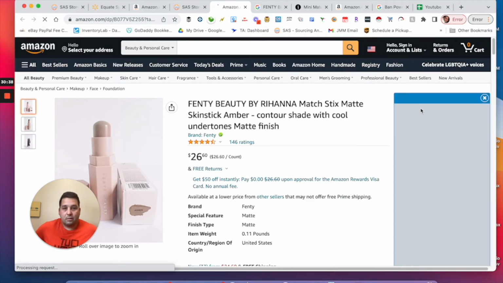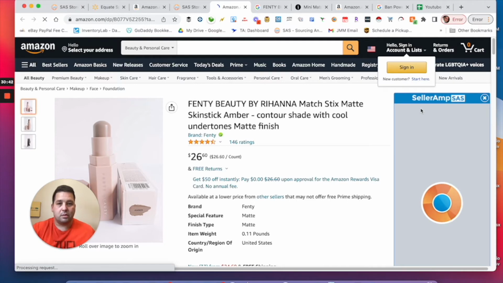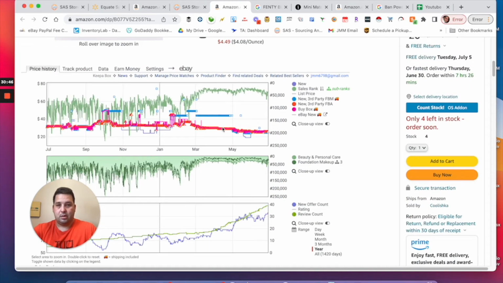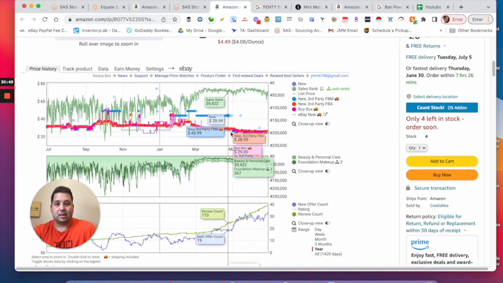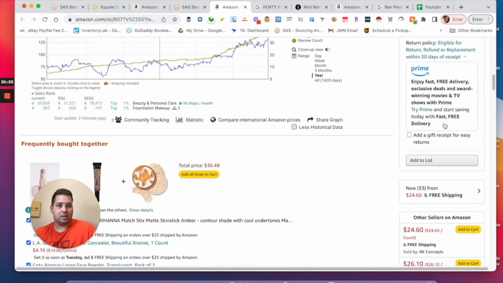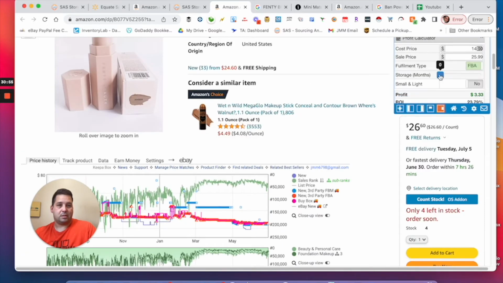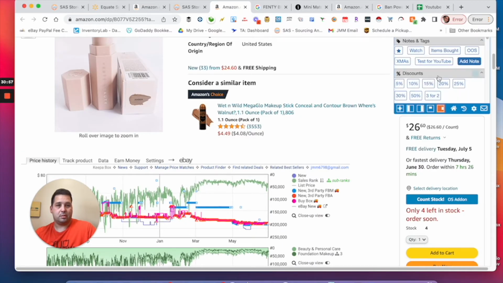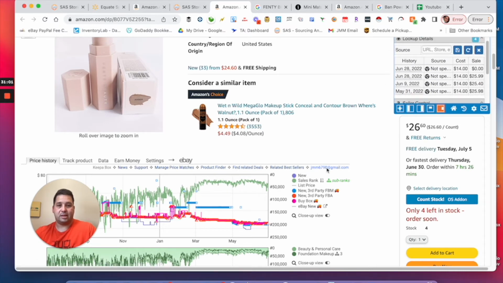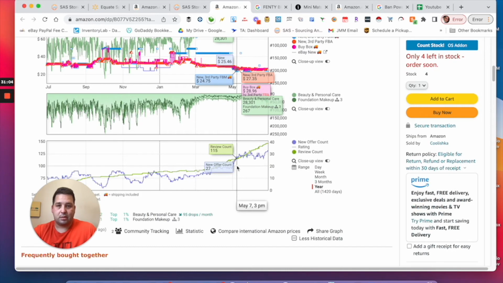Petty Beauty, Matchstick, Matte Skin, Amber Couture Shade, Cool Undertone Matte Finish. All right. Looks like this is on the decline. I think that's probably why I passed over this. When was this? Oh yeah, it was somewhat recent. So let's see, June.